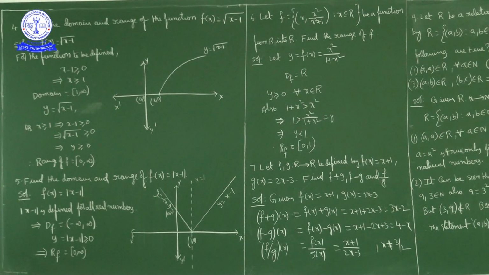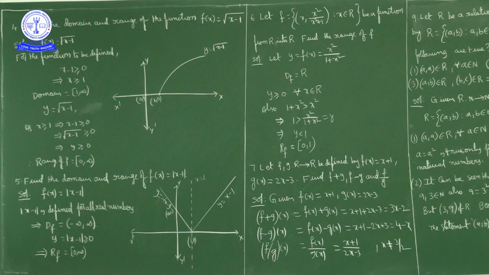Okay, next question. Question number 6. Let f be the set of ordered pairs x comma x square upon x square plus 1. f is a function that contains the ordered pairs of the form x comma x square upon x square plus 1, meaning f of x is equal to x square upon x square plus 1. This is the domain value, this is the range value. So how is the function defined? f of x is equal to x square upon x square plus 1.